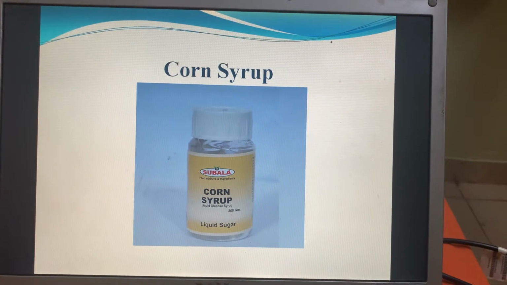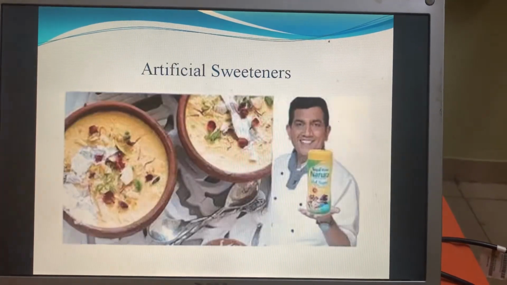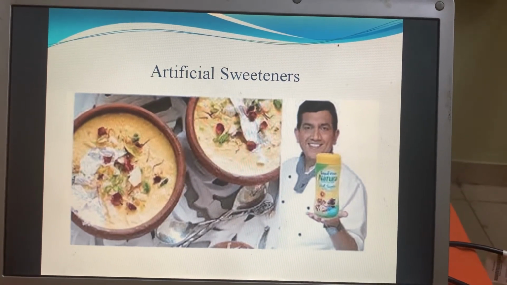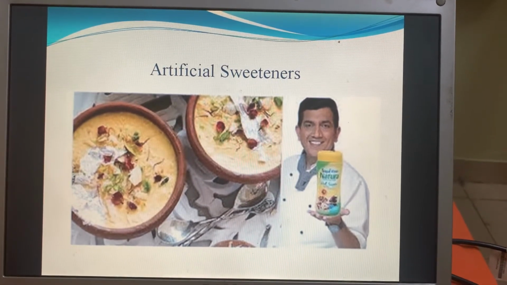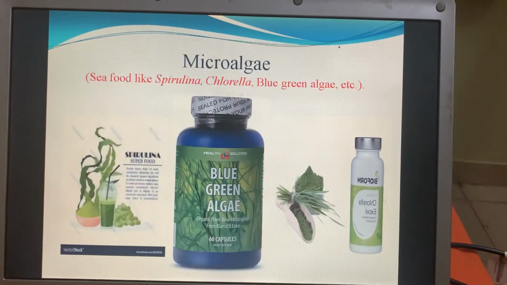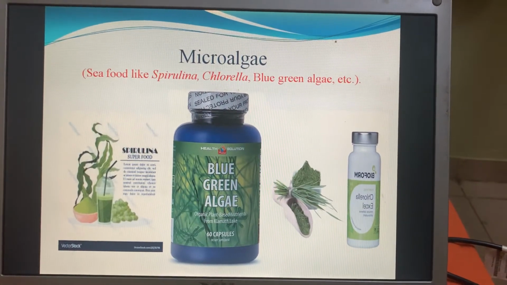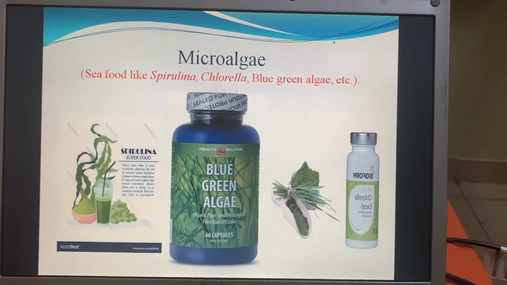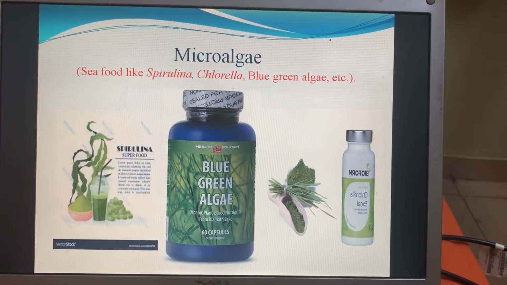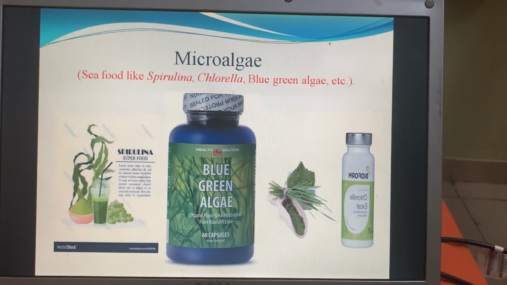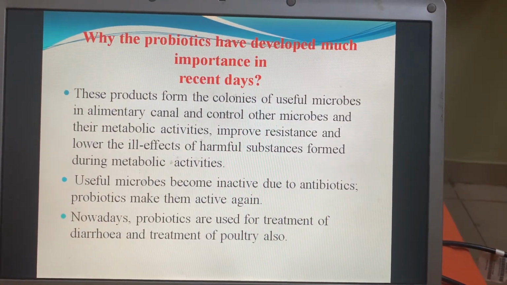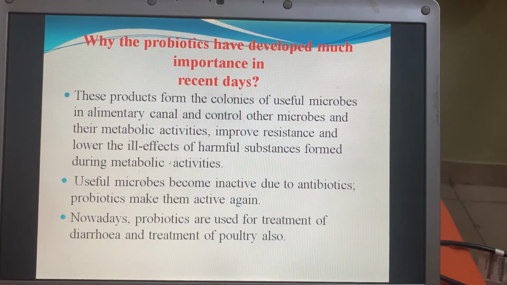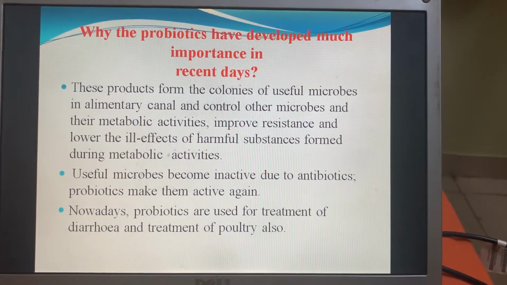Corn syrup, which is liquid sugar. Then artificial sweeteners. You all might have heard about sugar free. It is an artificial sweetener. Then microalgae like spirulina, chlorella, blue-green algae are also used as probiotics. The next is why the probiotics have developed much importance in recent days.